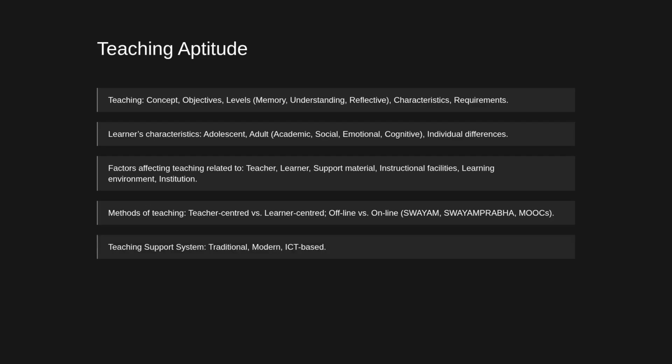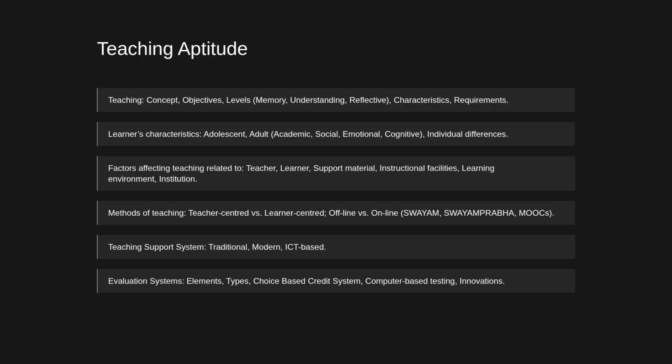Teaching support system, traditional, modern, and ICT based. Evaluation system, elements, types of evaluation, choice based credit system, computer based testing, and innovation in evaluation system.